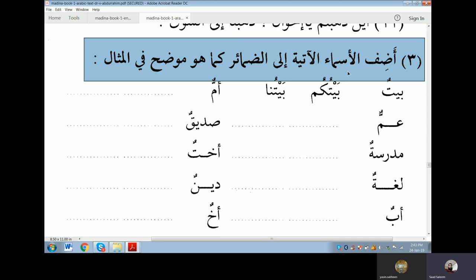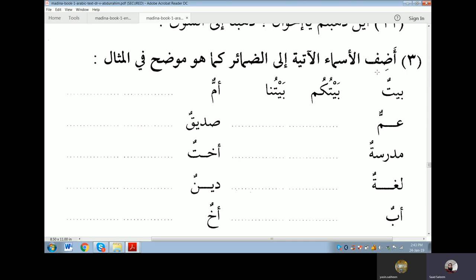Add the following nouns to their pronouns like it is explained in the example. Baytun is a word which means a house. We added the pronoun kum, which means you all, and na, which means our. So baytukum, your house, and baituna, our house. You will add these two pronouns to all these words.